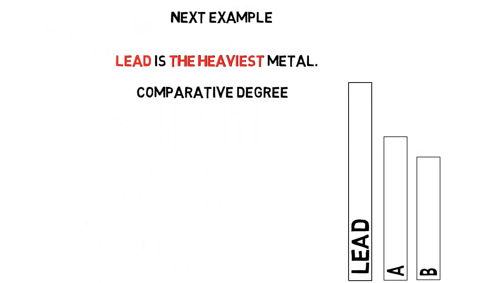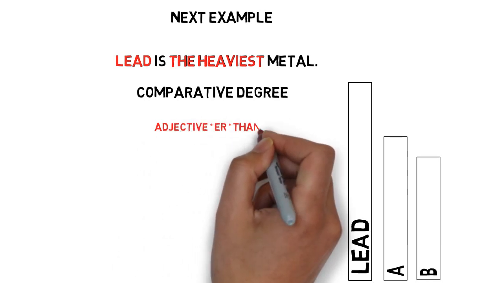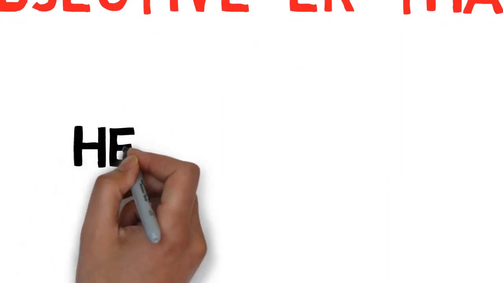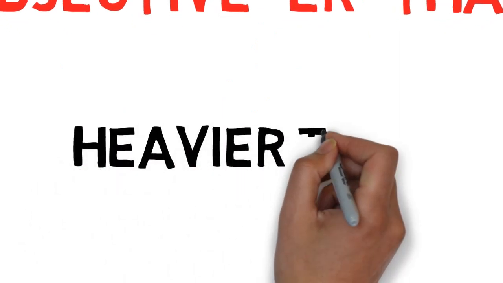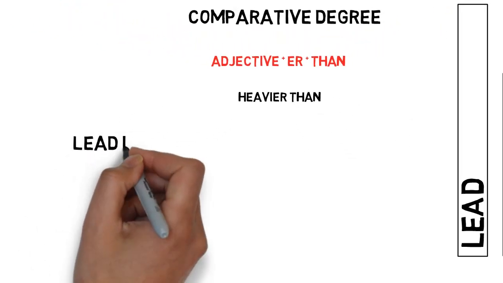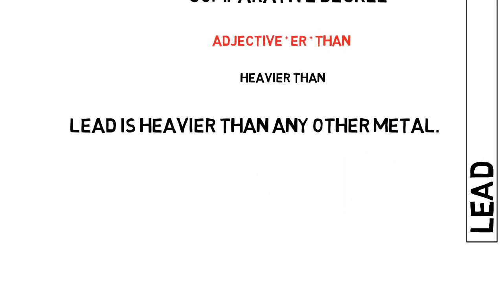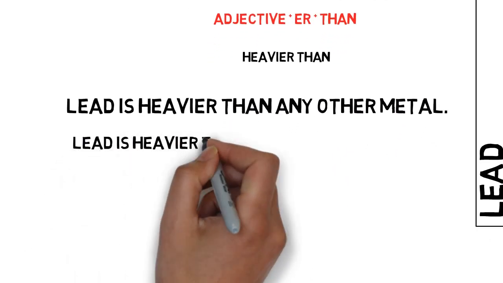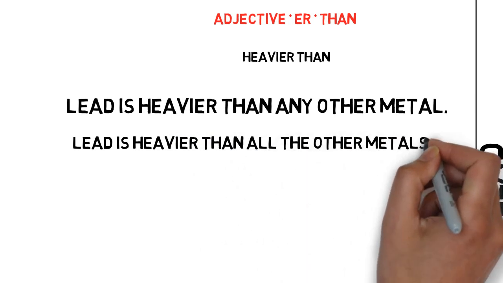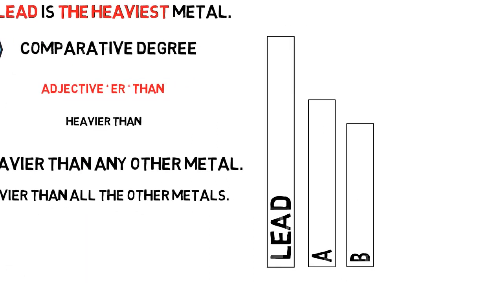Look at the comparative degree. In the comparative degree the structure is heavier than. ER is added at the end. Heavier than. Lead is heavier than any other metal or all the other metals. So both ways you can write. Lead is heavier than any other metal, or lead is heavier than all the other metals. So comparative degree is clear.